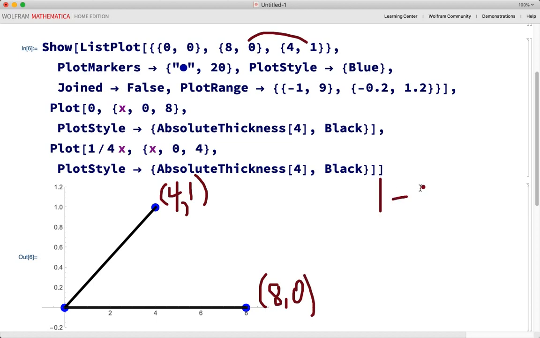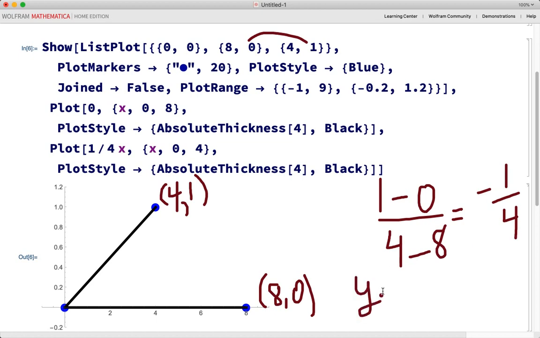Well, 1 minus 0 is 1, over 4 minus 8. So we have negative 1 over 4, which is very similar to what we had last time. Okay. So we have y is equal to negative 1 over 4 x plus b.